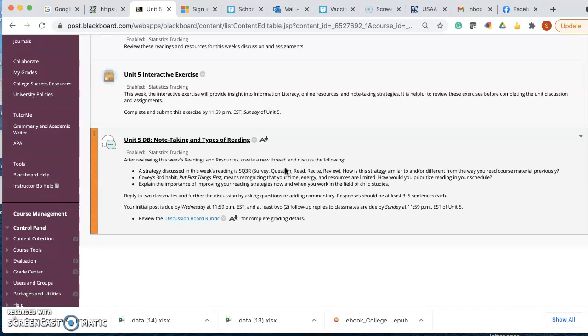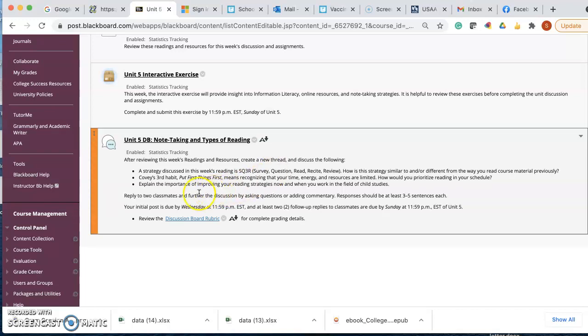And then you're also going to be talking this week about Covey's third habit, put first things first. This habit is all about recognizing that the time and energy and resources that you have available to you are limited. So knowing that we don't have unlimited time or energy or resources, how do you think you can prioritize reading in your schedule, completing your reading for the course? And then the last question deals with the importance of improving your reading strategies, not only now, but when you work in the field of child studies. Why do you think it would be important to improve your reading strategies now while you're in college? And why do you think it would be important when you're working as an educator of young children?